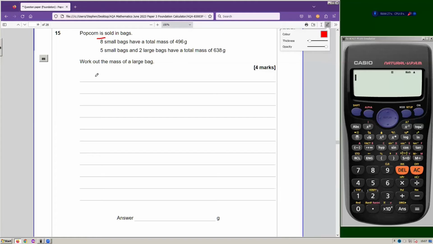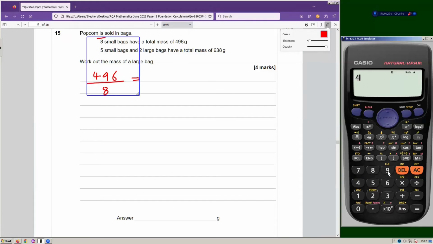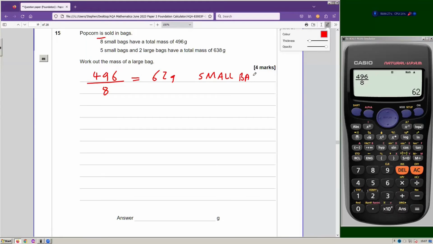Okay, well, it's going to be 496 divided by 8, which is going to give us the weight of one small bag. So let's do that using this, 496. Why do they say 4 marks? It looks like a lot of marks for this. Okay, 62. So then we've got to find the weight of the 5 small bags and take it away from 638, and that gives us what the 2 large bags weigh. So 62 times 5.